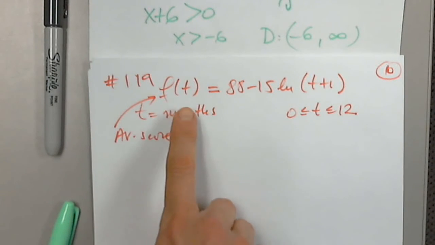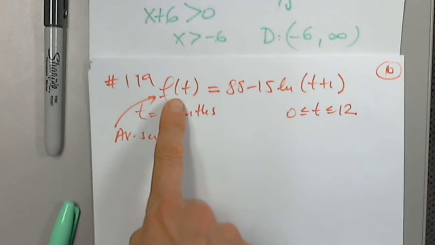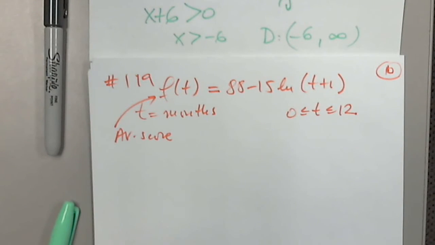The average score for the group is given to us in the form of what type of function? What type of function is this? Logarithmic. Good. So if I want to imagine the graph using transformations, is this increasing on all its domain or decreasing on all its domain? 15 times natural log of t plus 1. So ln, natural log, is it increasing or decreasing on all its domain? Increasing. Yes, because the base is greater than 1.